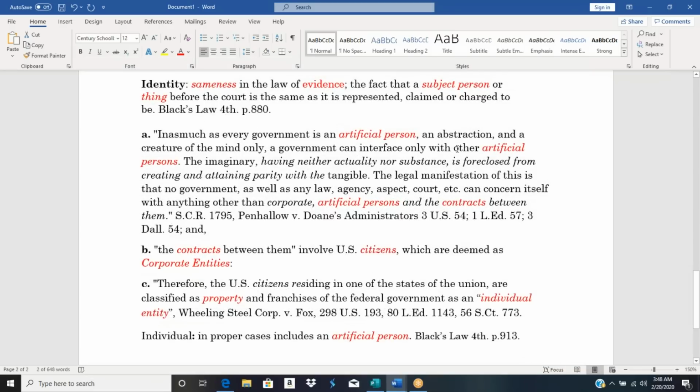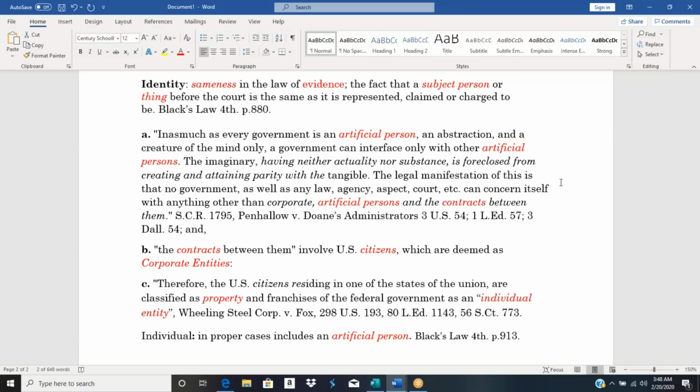Inasmuch as every government is an artificial person, an abstraction and creature of the mind only, a government can interface only with other artificial persons. The imaginary, having neither actuality nor substance, is foreclosed from creating and attaining parity with the tangible. That's you. The legal manifestation of this is that no government, as well as any law, agency, aspect, court, etc., can concern itself with anything other than corporate artificial persons and the contracts between them. Read the case law, gentlemen. Don't take my word for it.